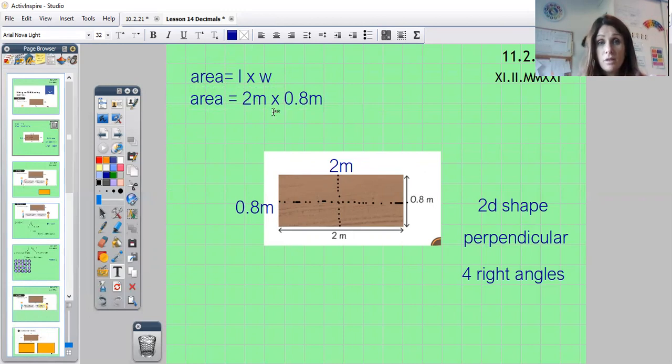So to work out the area, we could do that, which I know some of you could do. In fact, I know all of you could do, because what we can do is we can do 2 multiplied by 8, all right, is 16.